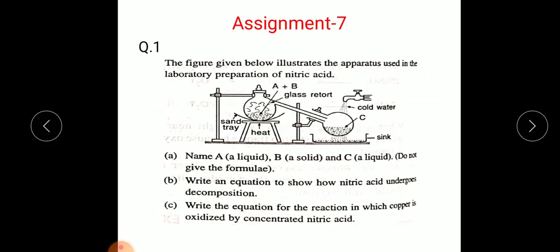Today's assignment 7, question number 1. The figure given below illustrates the apparatus used in the laboratory preparation of nitric acid. As we have seen before, your question is: A, name a liquid A, a solid B, and which liquid C is produced over here. Next, B, write an equation to show how nitric acid undergoes decomposition. And C, write the equation for the reaction in which copper is oxidized by concentrated nitric acid.